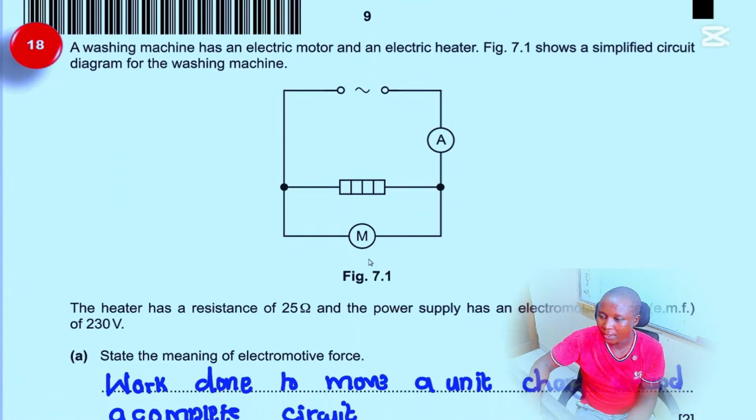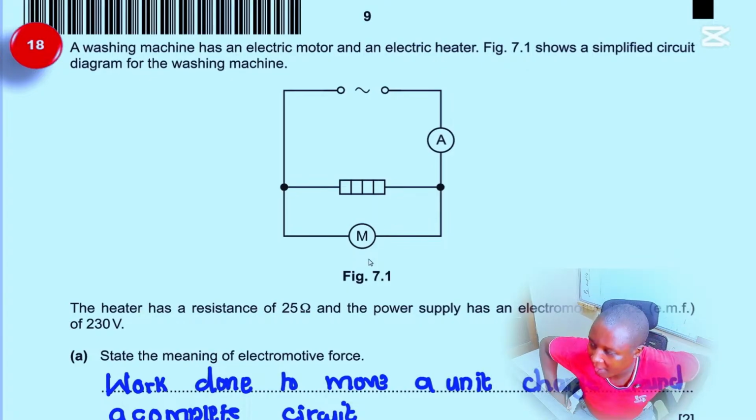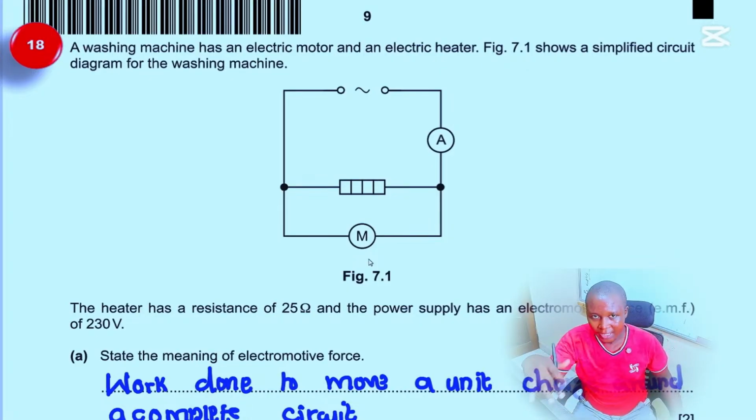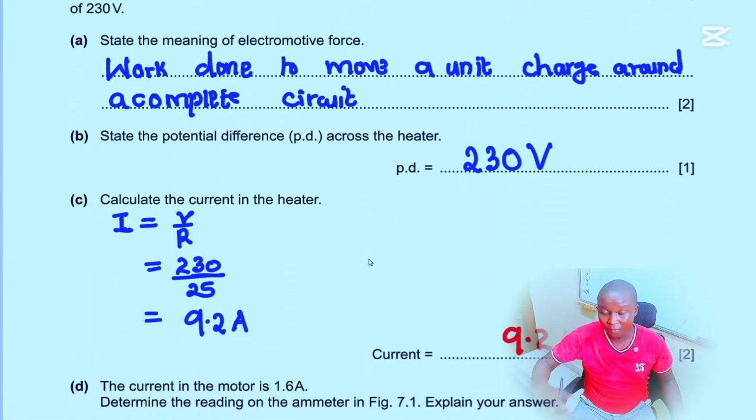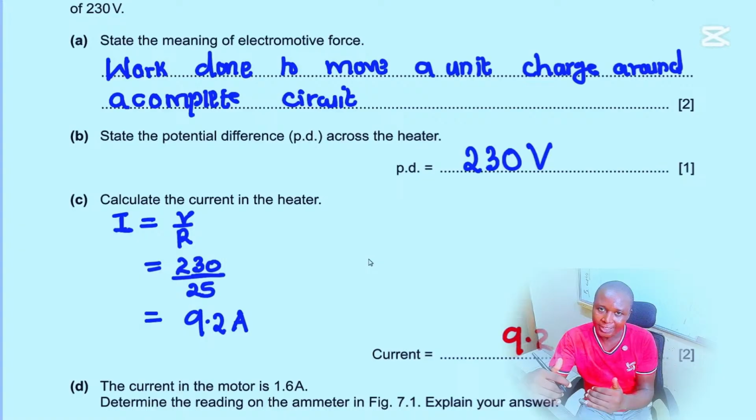A washing machine has an electric motor and an electric heater. The diagram we have here is a simplified form of that. State the meaning of electromotive force. I believe this is the second time we are approaching this. Electromotive force, EMF, is the amount of work done or the amount of energy supplied to move a unit charge around a complete circuit.